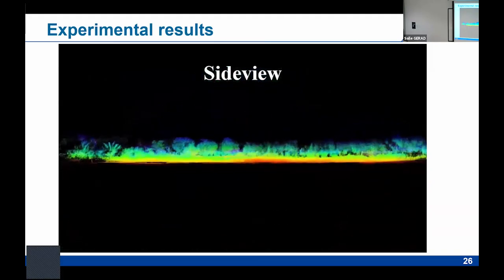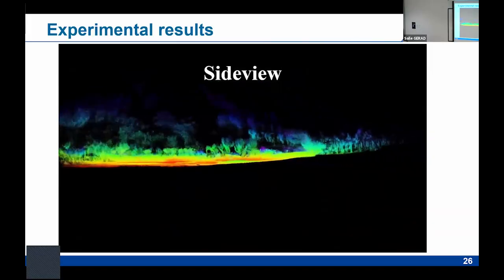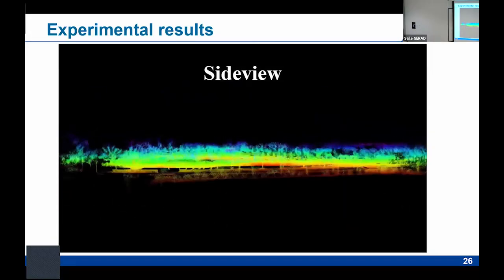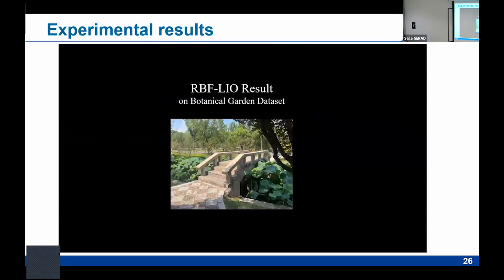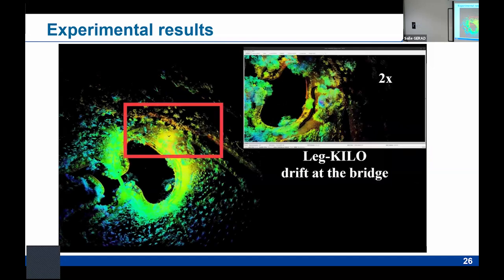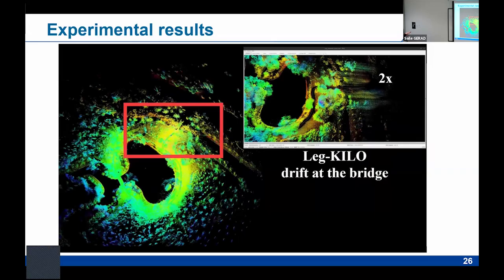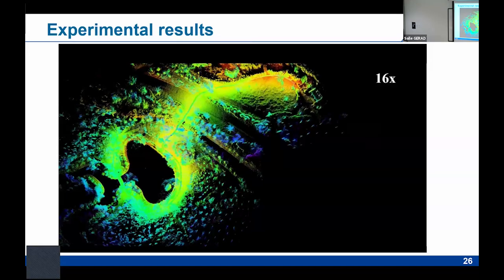You can see it's kind of consistent in a way. So I think Bowen knows the place well, because he's studying in S3TU. But this is in the botanical garden, so there are suspension bridges and everything, which is kind of challenging. And the lidar odometry will drift on the bridge, and then you can see here, but we managed to give a consistent map.